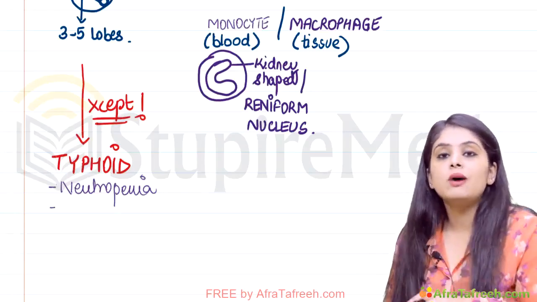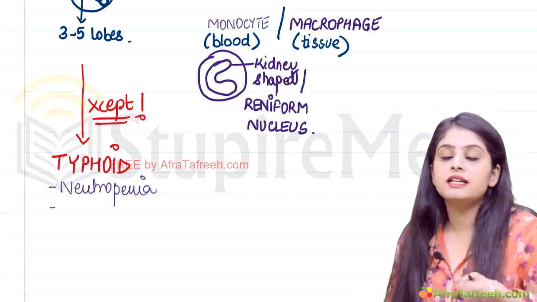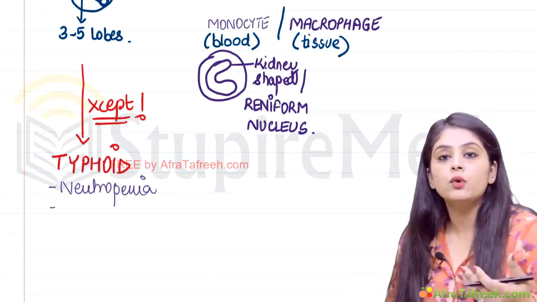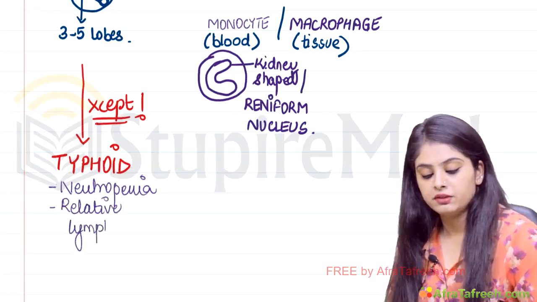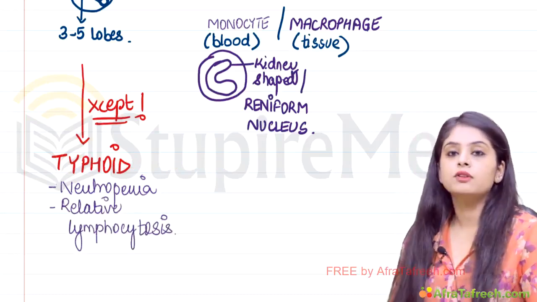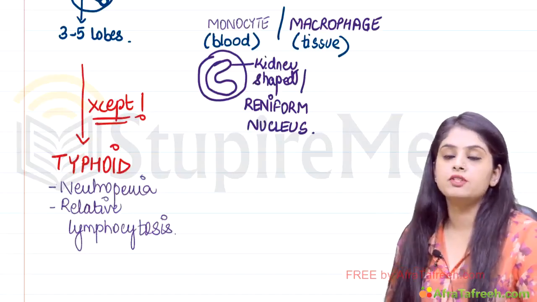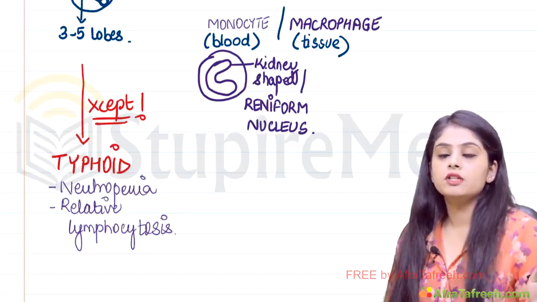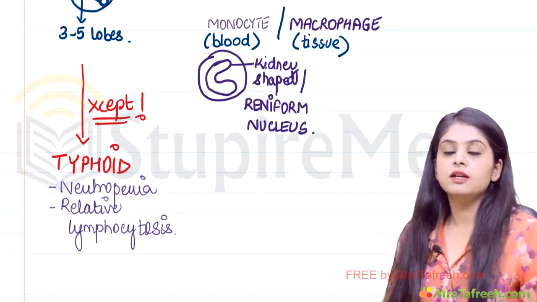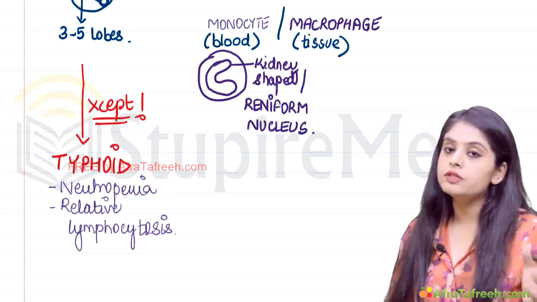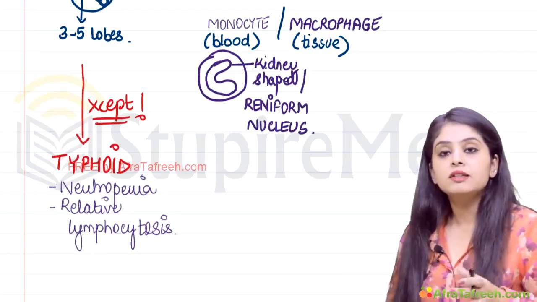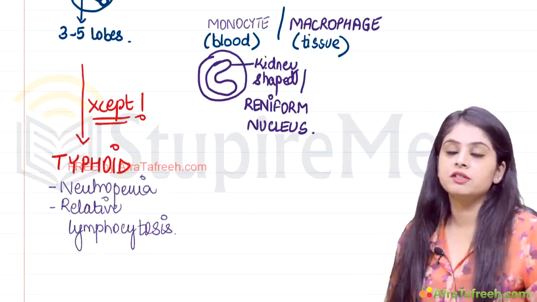Now if neutrophil count is going down, then instead in this infection, which cell is going to rise? So remember, in typhoid we will have relative lymphocytosis. So very important feature. All acute inflammatory conditions will show neutrophils. But typhoid is that acute inflammatory condition which will not show neutrophils. It will show neutropenia with relative lymphocytosis.